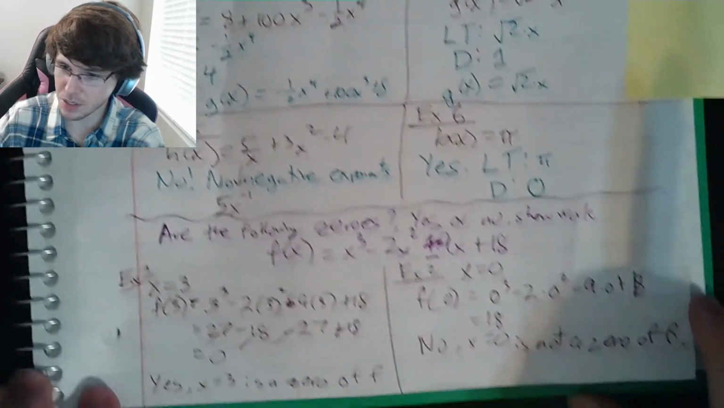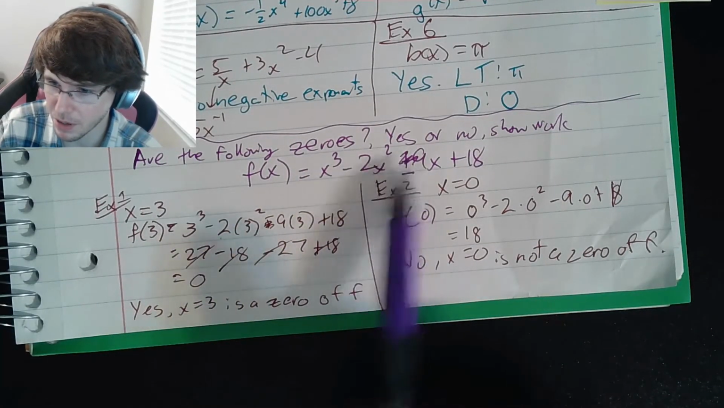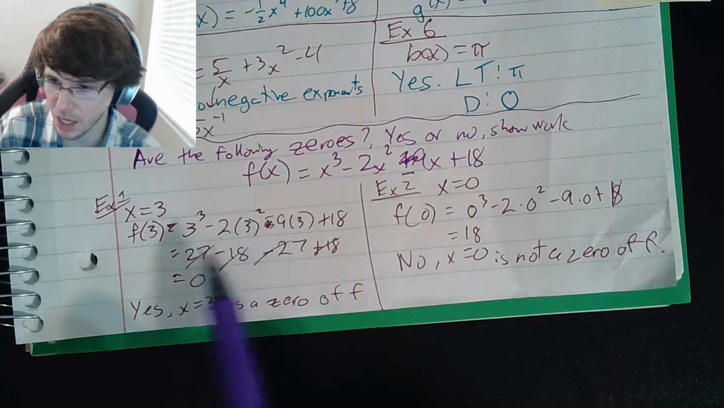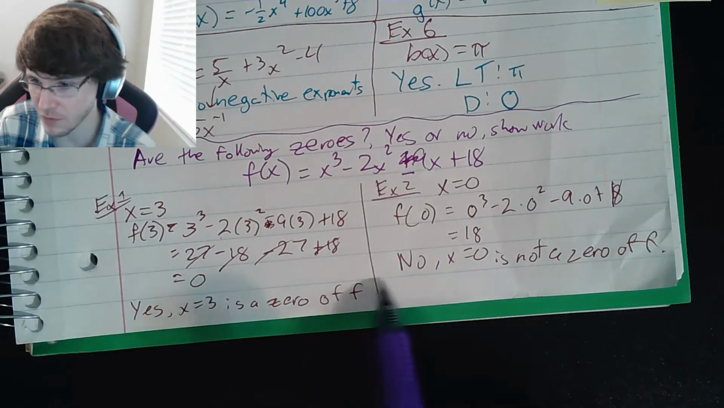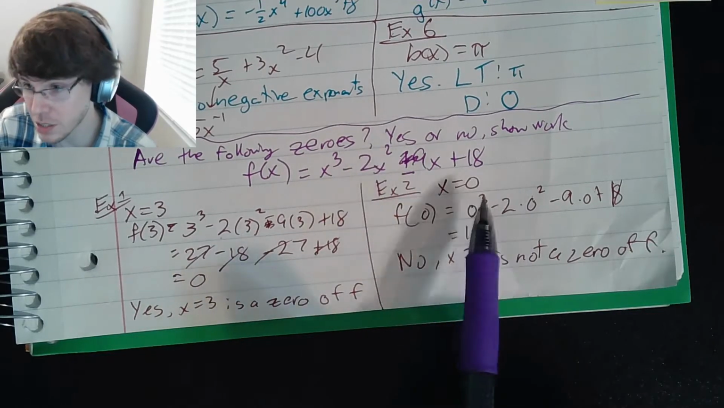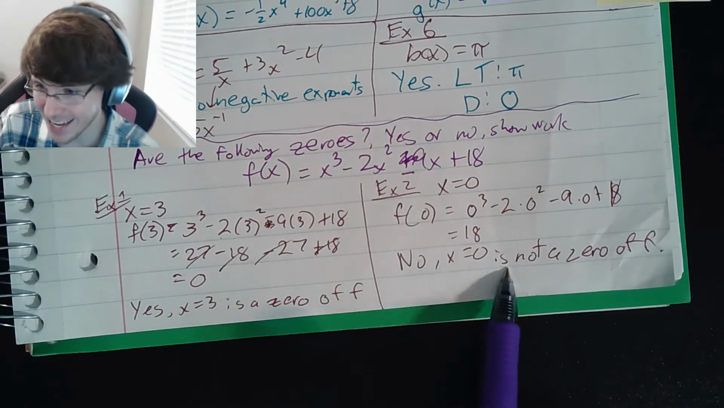We said, are these guys zeros? We plugged in 3 into the question and ended up getting 0. So we said 3 is a 0 of f. But then we plugged in 0 and we got 18. So x equals 0 is not a 0 of f.